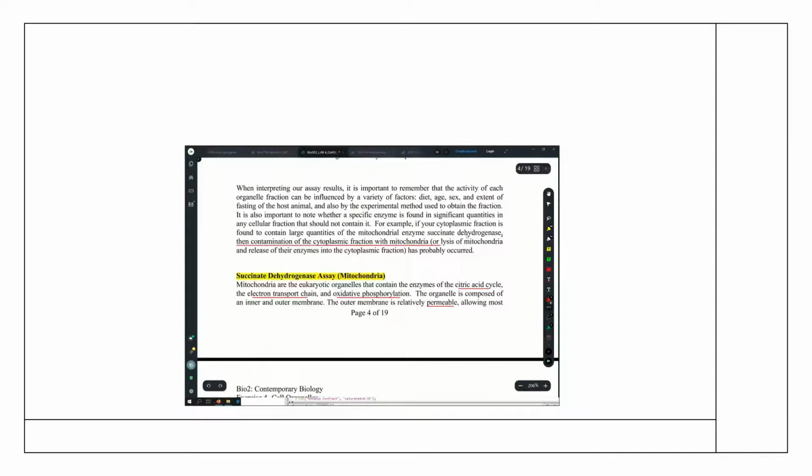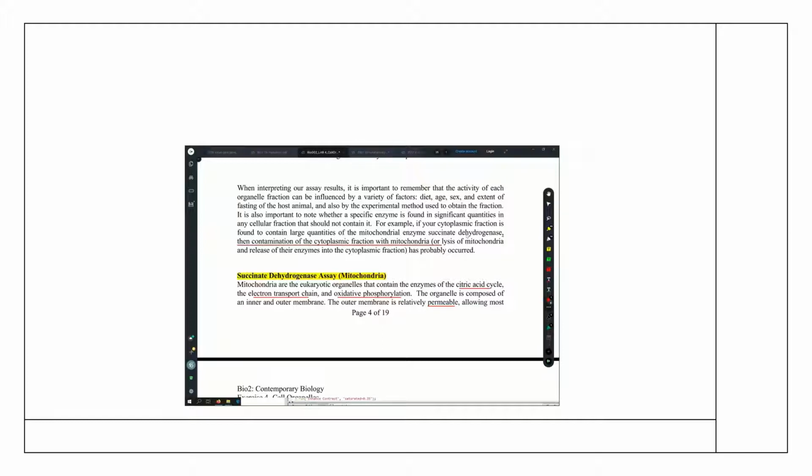When interpreting our assay results, it is important to remember that the activity of each organelle fraction can be influenced by a variety of factors like diet, age, sex, and extent of fasting of the host animal, and also by the experimental method used to obtain the fraction. It is also important to note whether a specific enzyme is found in significant quantities in any cellular fraction that should not contain it. For example, succinate dehydrogenase is a marker enzyme for mitochondria.